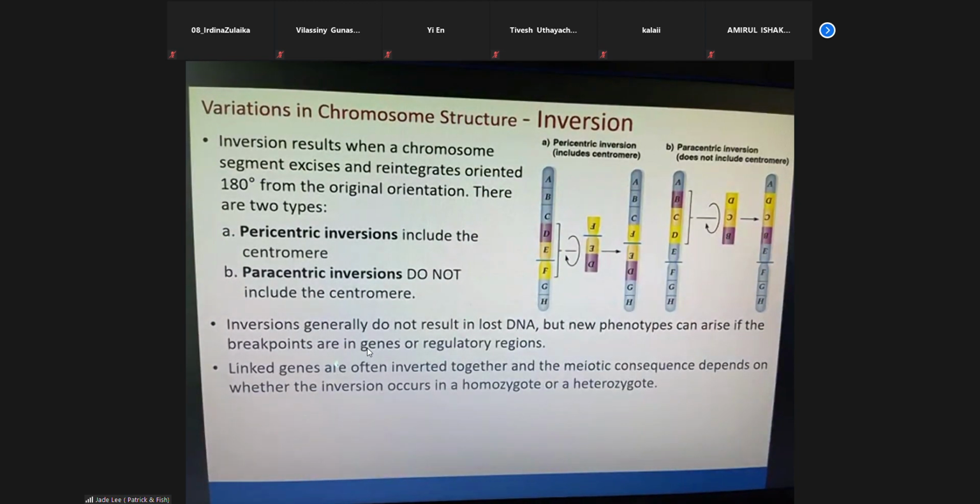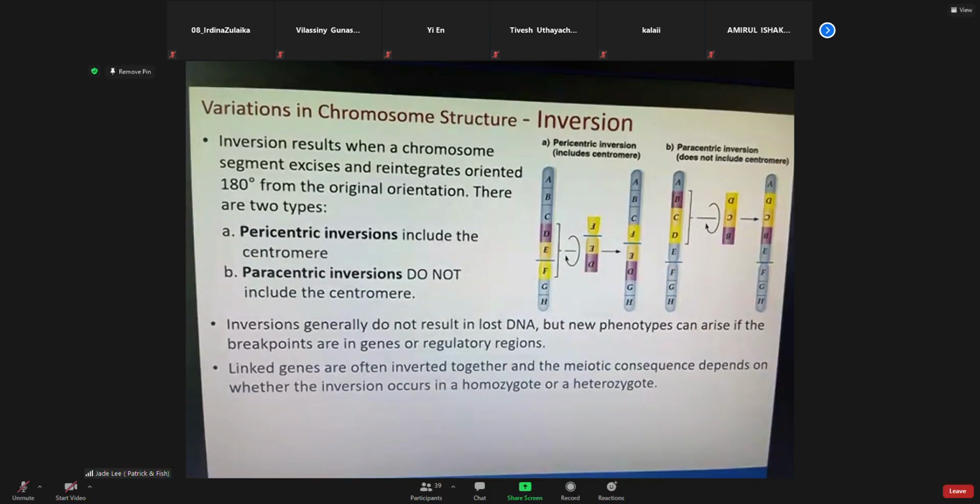So linked genes are often inverted together, and the meiotic consequence depends on whether the inversion occurs in a homozygous or heterozygous. Jadi kalau linked gene, saya pernah explain kan, kalau A dengan B sangat rapat, kalau you jumpa A, memang you akan jumpa B, betul tak? Kalau A dengan B dia link together, then kalau dia inverted, dia memang sama inverted juga.